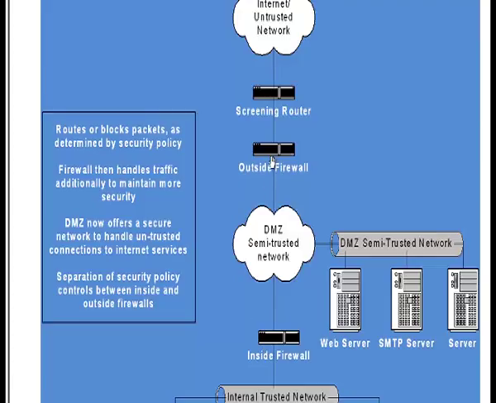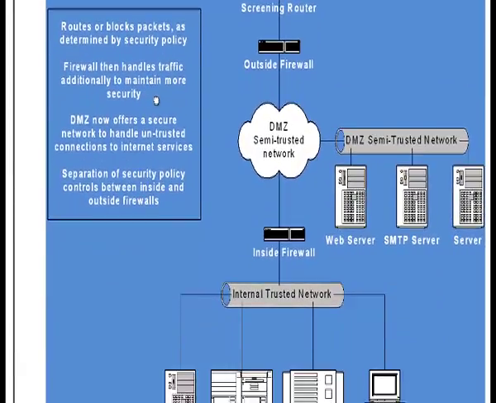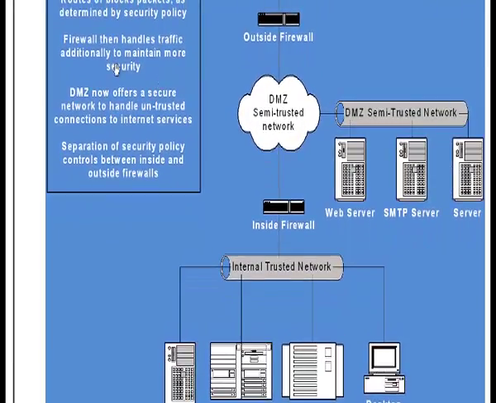Normally, in the previous architecture types we have only one firewall, but in this case we have two different firewalls, one for outbound traffic, another one for inbound traffic. That means an outside firewall and an inside firewall, and one DMZ, which is a semi-trusted network connecting with servers like the web server and SMTP server. So, routers block the packets, and here the firewall handles the traffic additionally to maintain the security.